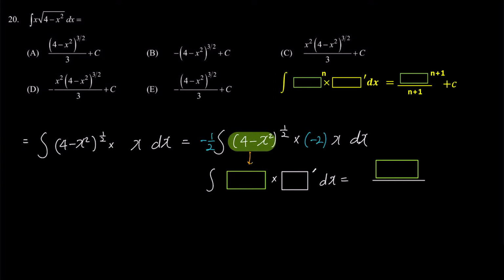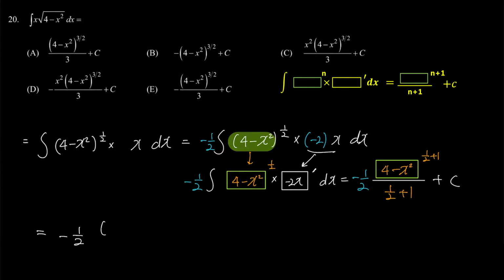We put 4 minus x squared in the green box and minus 2x in the box prime. Then, as mentioned earlier, we divide by negative 2 in front of the integral sign to cancel out the negative 2 in front of the x. We also multiply the right-hand side answer by negative half. Put 4 minus x squared in the green box, add 1 to the exponent to get half plus 1, and put the value back in the denominator. Let's also add the constant of integration, c.